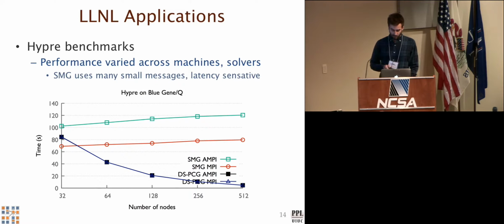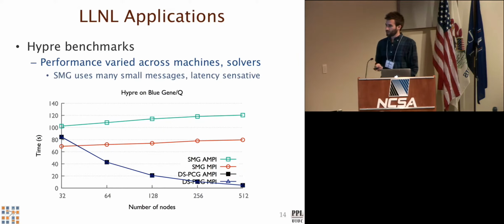Next, we looked at Hypre, the solvers library developed at Livermore, and we wanted to compare, for different solvers and on different machines, the performance of AMPI versus native MPIs. The first thing we looked at was running on a BlueGene system, Vulcan there, and we were a bit surprised to see that for one of the benchmarks, AMPI performed much worse than the native MPI. For other benchmarks, we saw the performance was, again, essentially indistinguishable between MPI and AMPI.